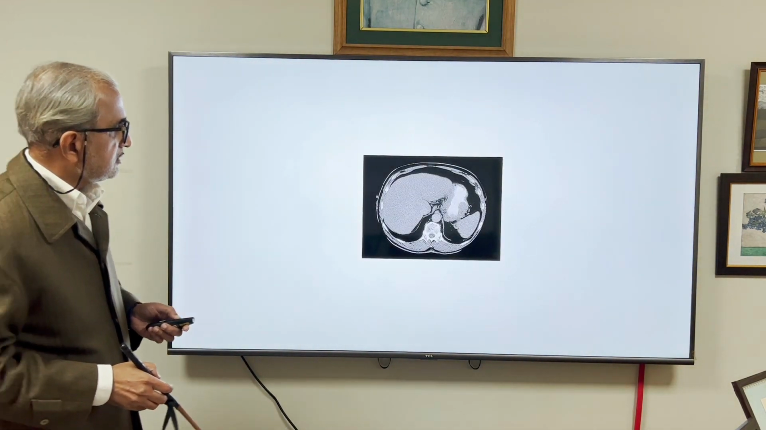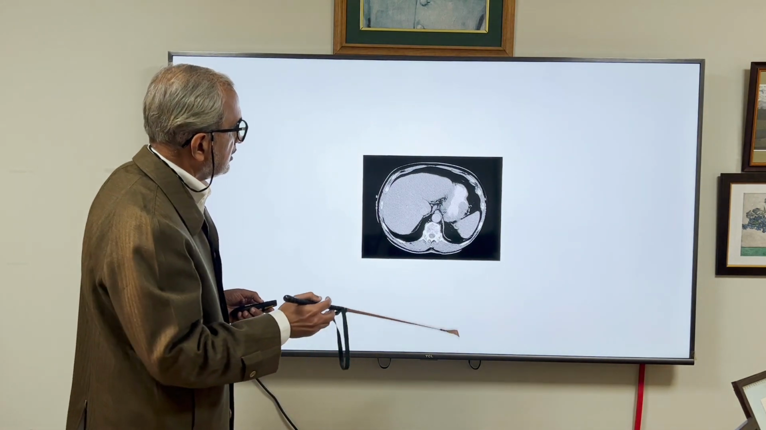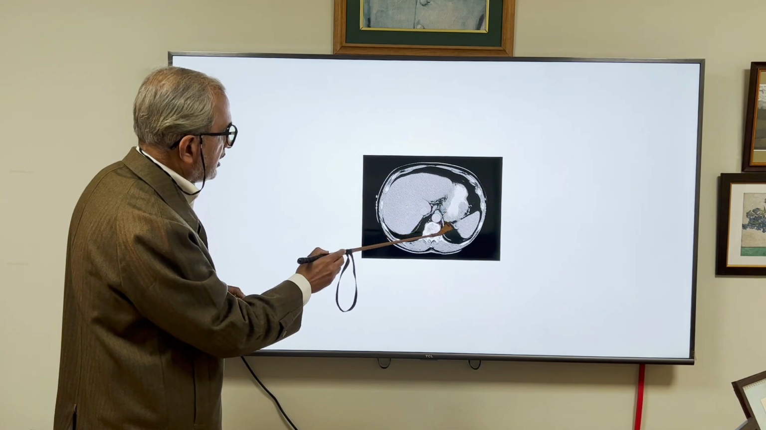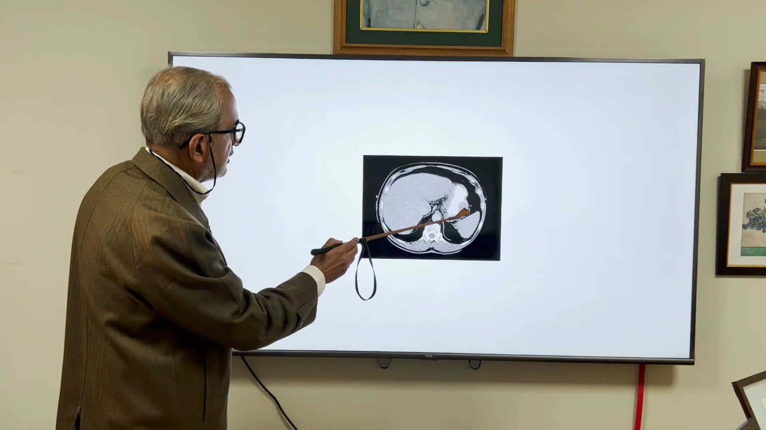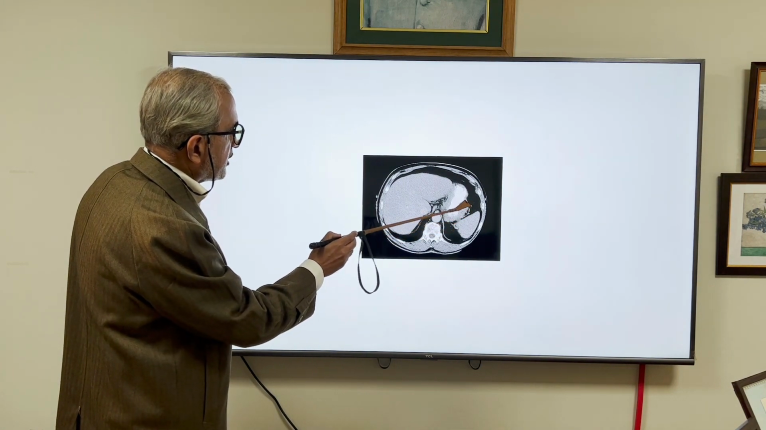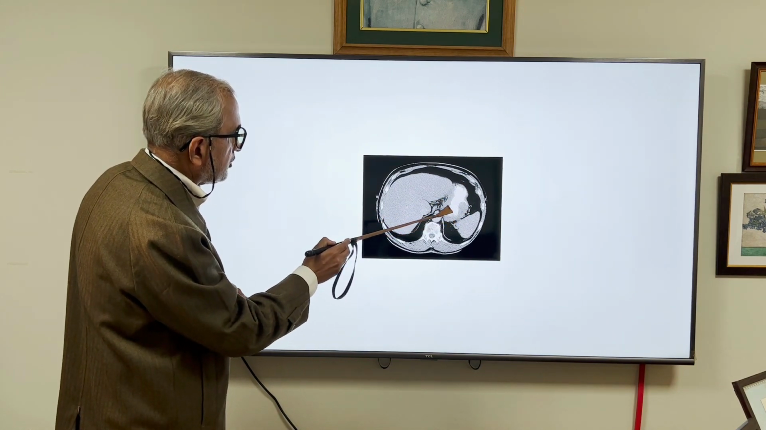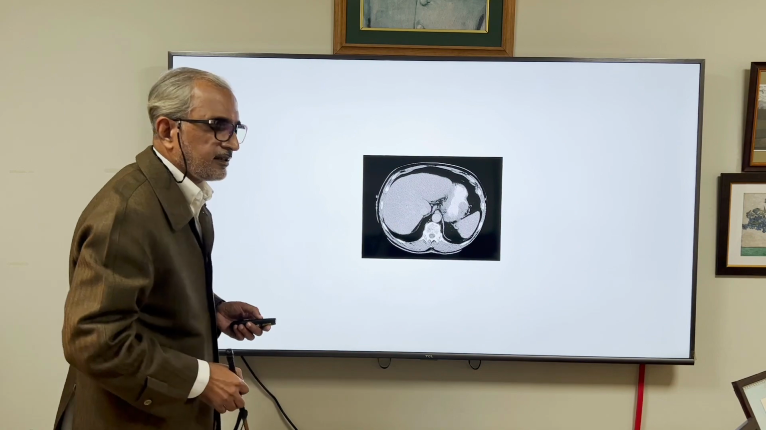If you see, this is a CT scan. This is the stomach, this is contrast in it. And as you can see clearly, this is the wall, and here you can see the wall thickness. So this is a cancer.